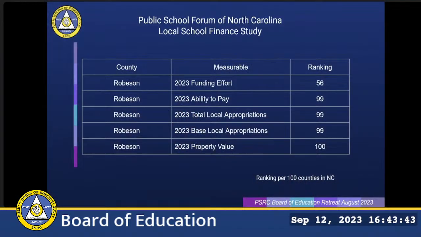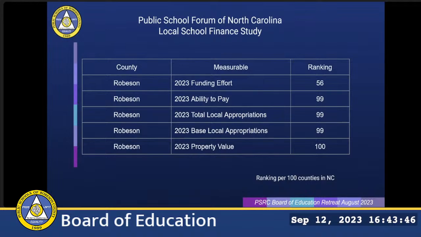But that funding effort includes their ability to pay, where we rank 99th out of 100. So as he indicated, we're already at a lower starting point than a lot of the other counties in ability to pay. And this is direct from the Public School Forum, a local finance study that they release every year. We generally fall in these categories. If you go back 10, 15 years, we're going to fall in these same areas.